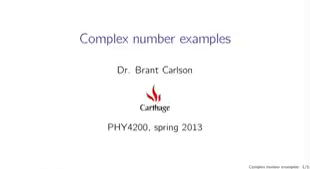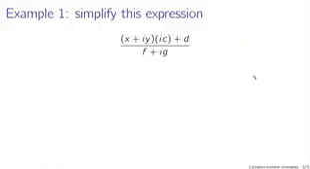Since complex numbers are so important to quantum mechanics, let's do a few more examples. In this case, I'm going to demonstrate how to manipulate complex numbers in a more general way, not so much just doing examples with numbers. First example, simplify this expression. You have two complex numbers multiplied in the numerator, and then a division.